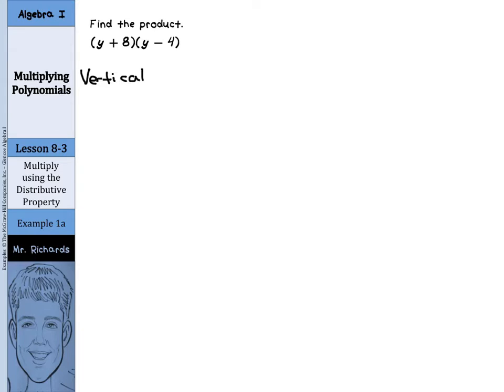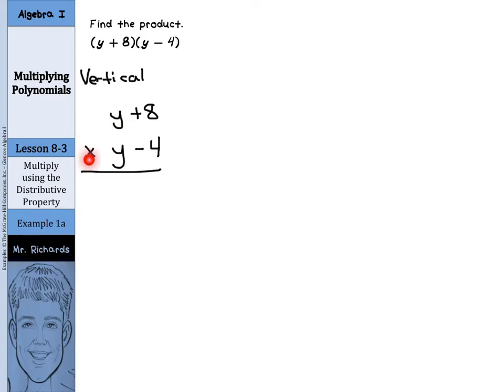we're going to set these up: y plus 8 and then times y minus 4. And what we're going to do is multiply like we would if they were all whole numbers. We're going to take the negative 4 and multiply it by a positive 8, and then the negative 4 and multiply it by the y. And then we'll do a new row. We'll do a y times 8 and a y times y. And we'll see how this works.